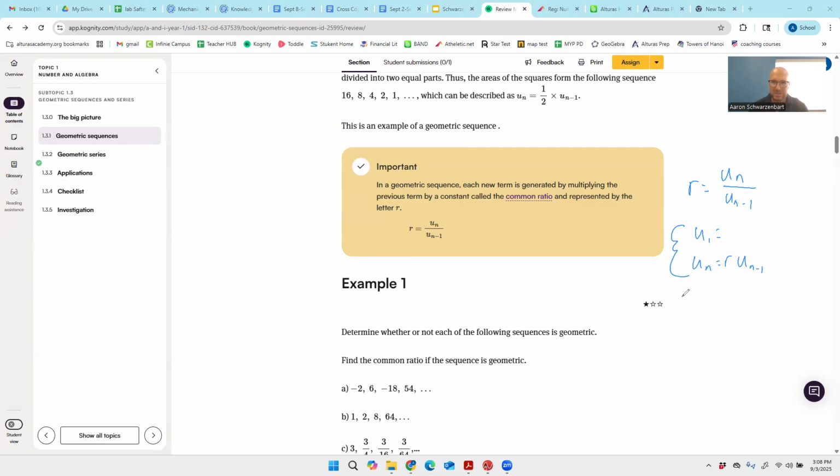Also, the explicit formula here: u sub n equals u sub 1 times r to the power of n minus 1. Okay, so find the common ratio of the geometric sequence. Looks like I'm multiplying by -3.